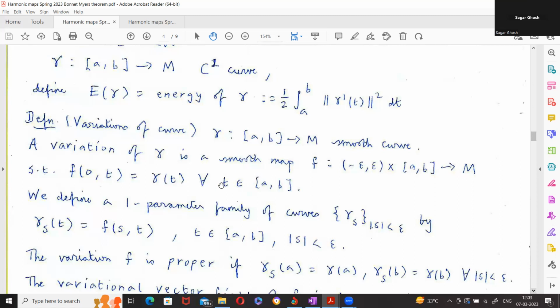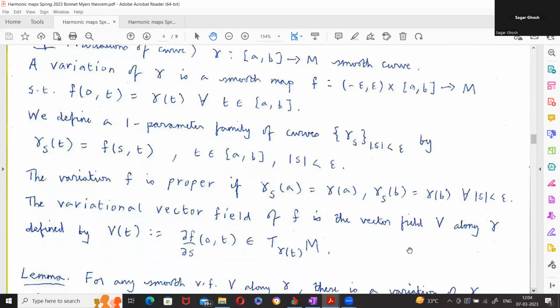Okay. And for other s in the interval (-epsilon, epsilon), you have a one parameter family of curves, gamma_s, where gamma_s(t) is f(s, t). So you have this one parameter family of curves, which when s is equal to 0, gives you the curve gamma. So this is a smooth variation of gamma. And we say that the variation is a proper variation if the endpoints remain fixed throughout the variation. So gamma_s(A) is equal to gamma(A) for all s, and gamma_s(B) is equal to gamma(B) for all s.